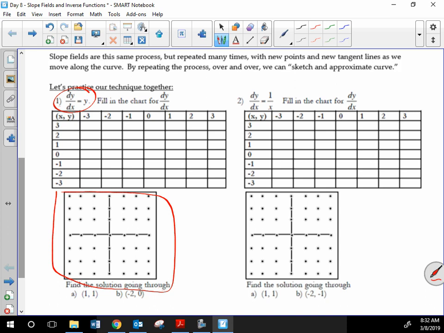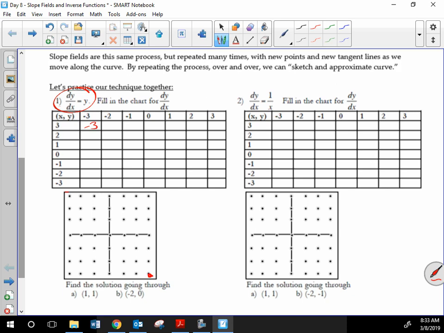Really, all we're doing is graphing little tangent lines all over our chart here. They tell us our derivative is y. So I can go to a point, let's just start off at (3, -3). What is my derivative at the point (3, -3)? I take this point, (3, -3), and plug it in. What is my derivative there? Negative 3, good. It's equal to y, so it's my y value. So I'm going to go to the point 1, 2, 3, negative 3.